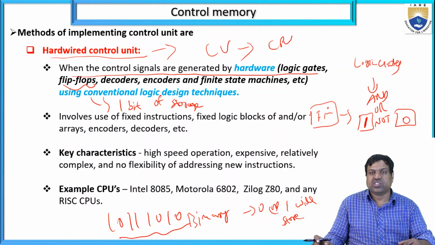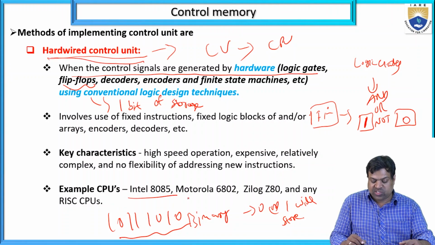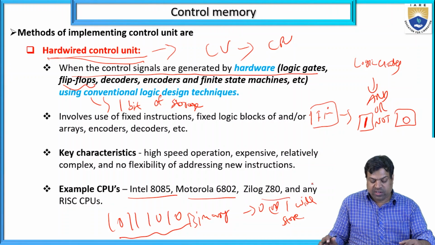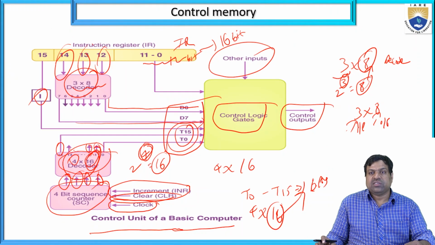When I'm going for the example of CPU, what are the examples of hardware? Intel 8085, Motorola 6802, Zilog Z80, and any RISC CPU operations. And it is the basic computer with control unit.